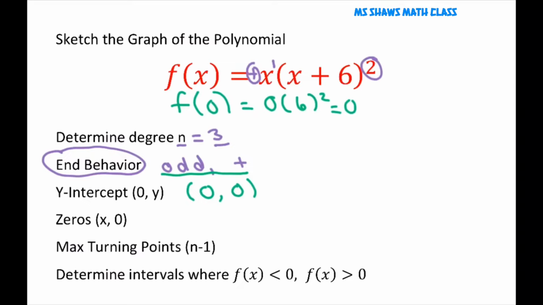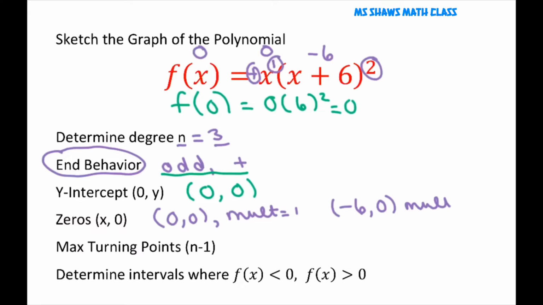Our zeros are when y is 0. That's your x-intercepts. So you have a 0 here, and negative 6 plus 6 is 0. So we have (0, 0) with multiplicity of 1 and (negative 6, 0) with multiplicity of 2. That just means that when we graph this, we can cross the x-axis when it's an odd number, and we can only touch it if it's an even number.